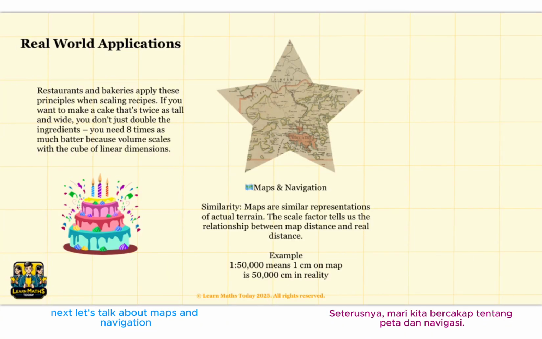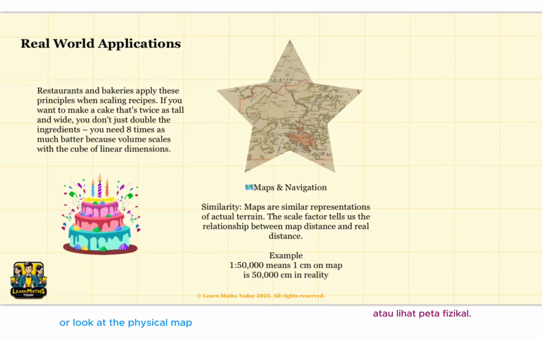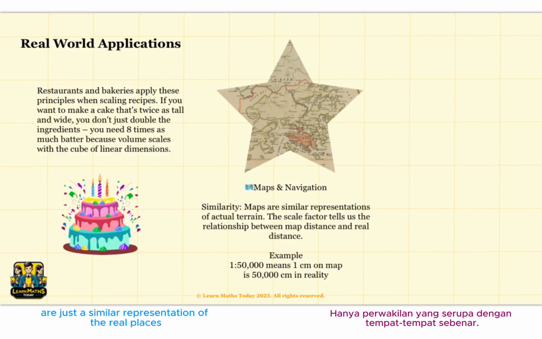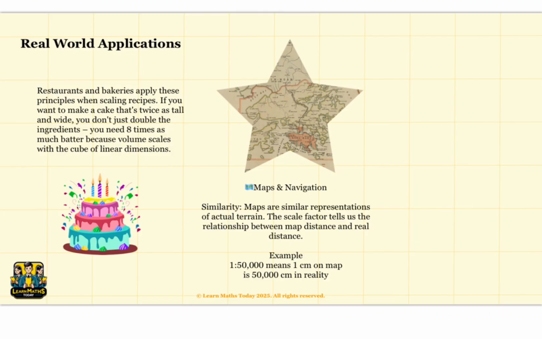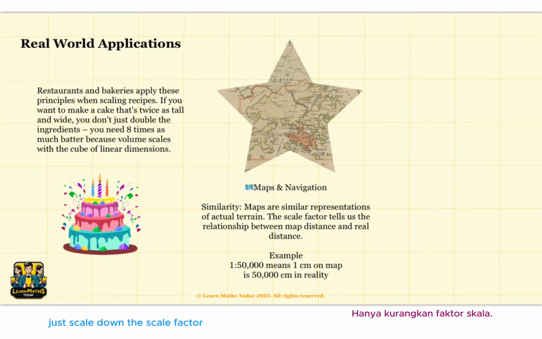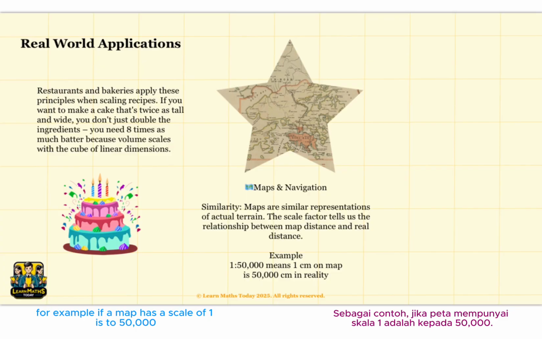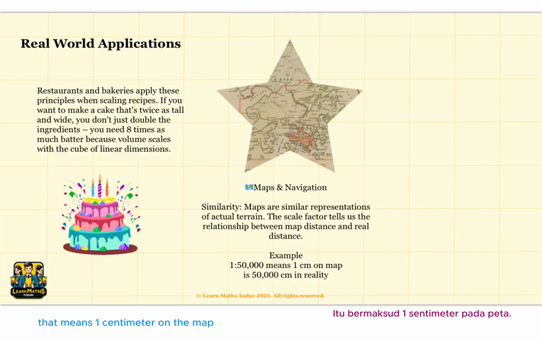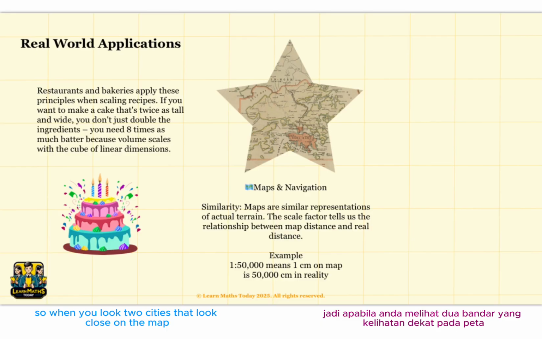Next, let's talk about maps and navigation. Every time you use Google Maps or look at a physical map, you're working with similarity. Maps are just a similar representation of real places. They have the same shape as the actual terrain, just scaled down. The scale factor tells us the relationship between distances on the map and real distances. For example, if a map has a scale of 1:50,000, that means 1 centimeter on the map represents 50,000 centimeters in real life. That is 500 meters. So when you look at two cities that look close on the map, the scale factor helps you figure out how far apart they actually are.